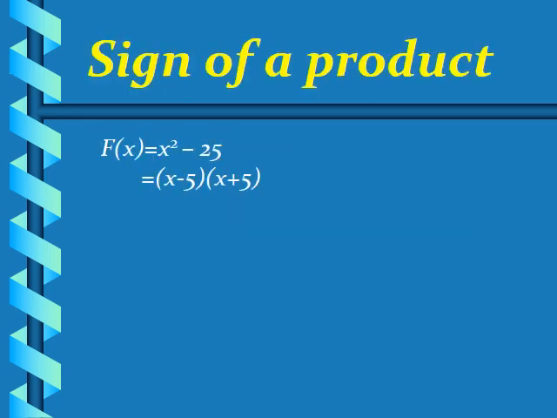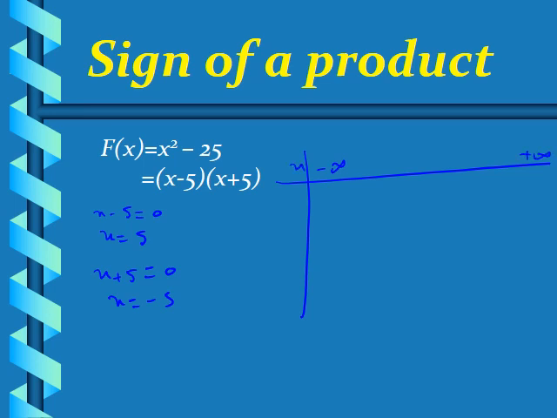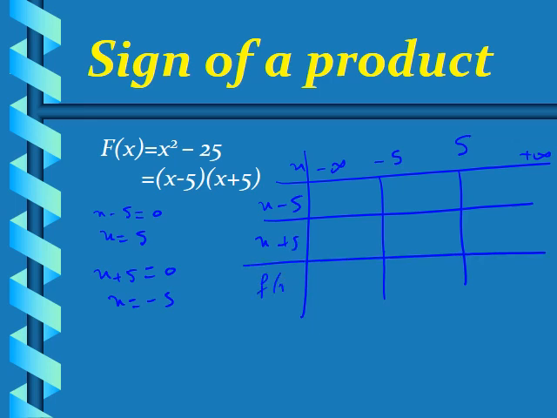Sign of a product. Study the sign of f of x equal x squared minus 25. First, factorize f of x, which is equal to x minus 5 times x plus 5. X minus 5 equals 0, so x equals 5. X plus 5 equals 0, then x equals minus 5. Use a table from minus infinity to plus infinity: minus 5, 5, x minus 5, x plus 5, and f of x.